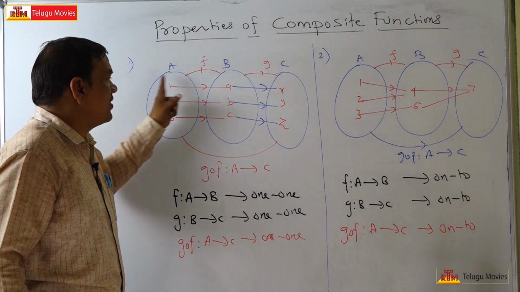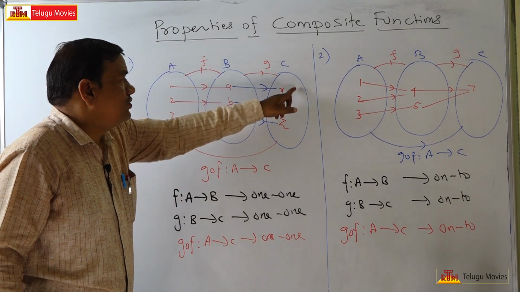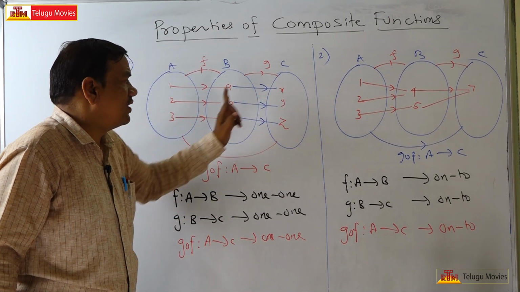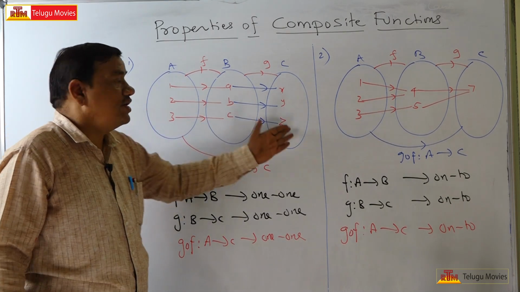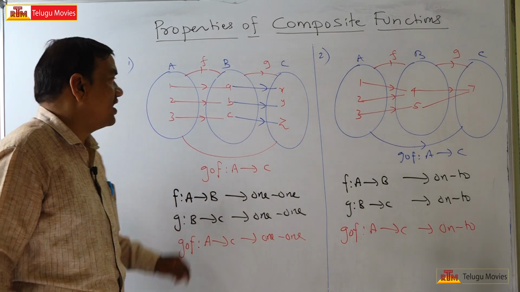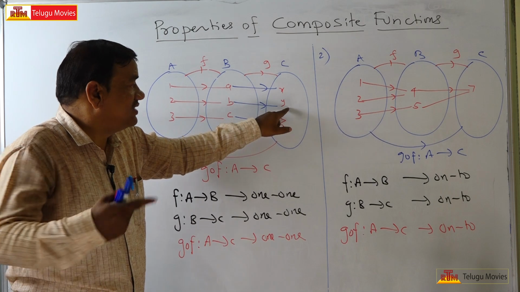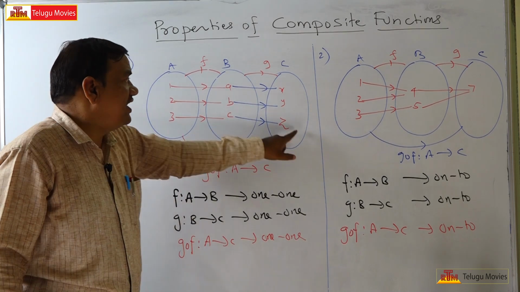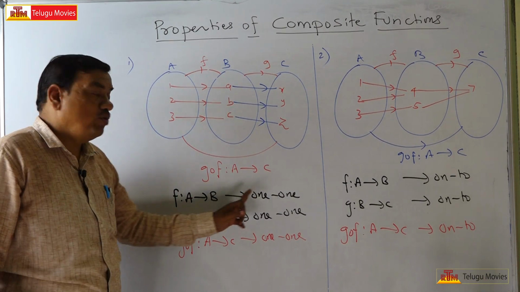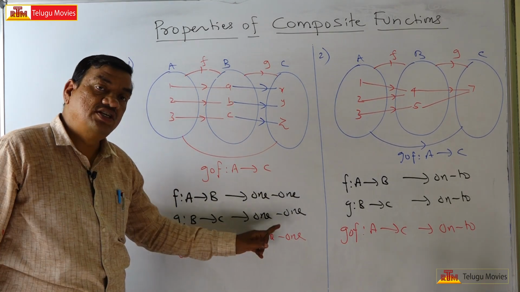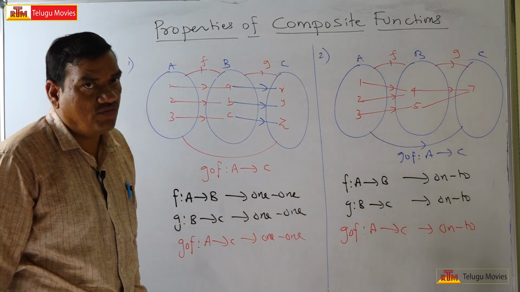So clearly F from A to B is a 1-1 function. G from B to C is also a 1-1 function. One element, one image, one element, one image. Then is it not from A to C a 1-1 function? Yes, clearly. What is the image of 1? X. What is the image of 2 in C? Y. What is the image of 3 in C? Z. That means if F from A to B is 1-1 and G from B to C is 1-1, automatically G circle F from A to C is also a 1-1 function.